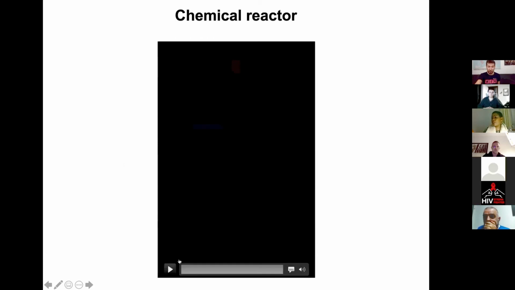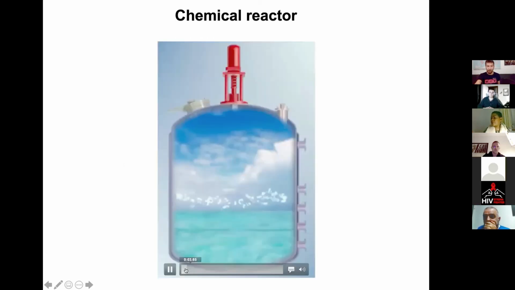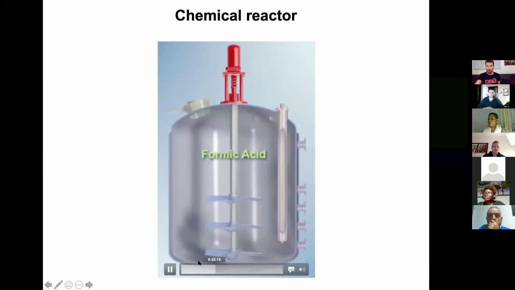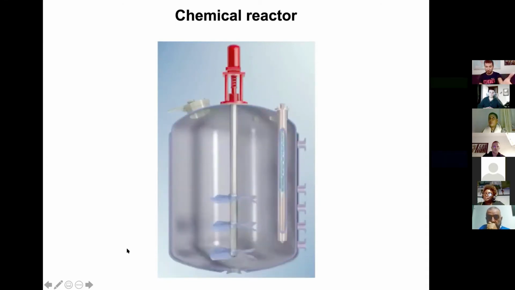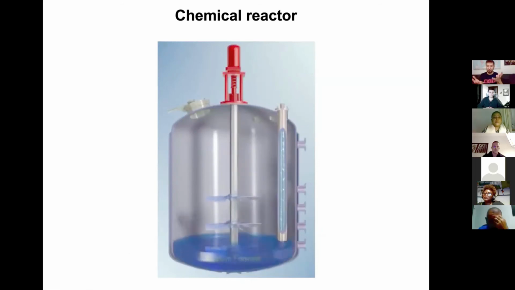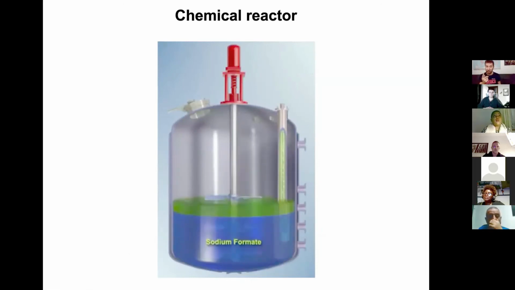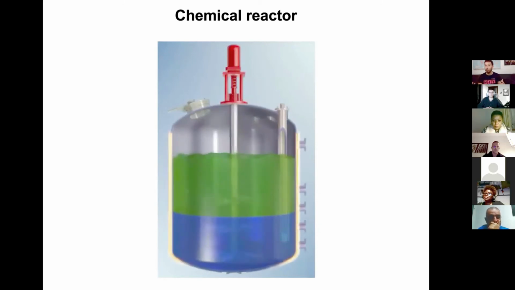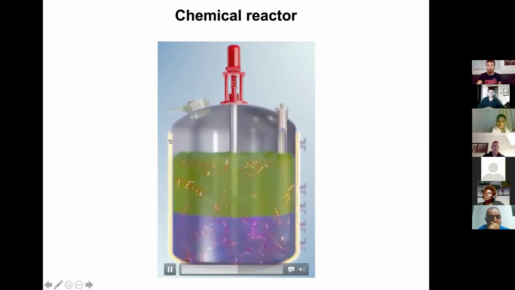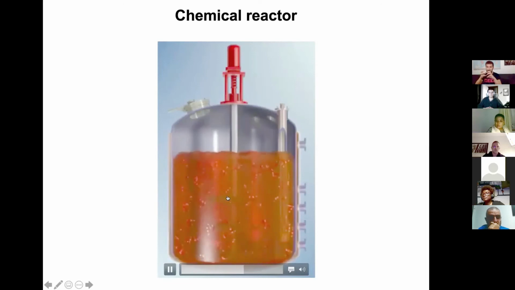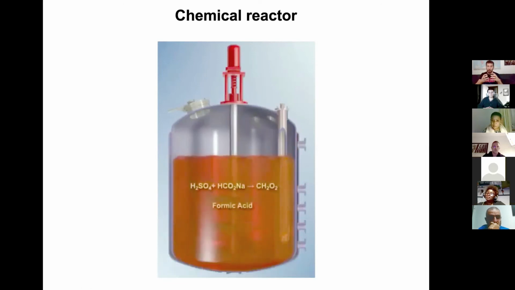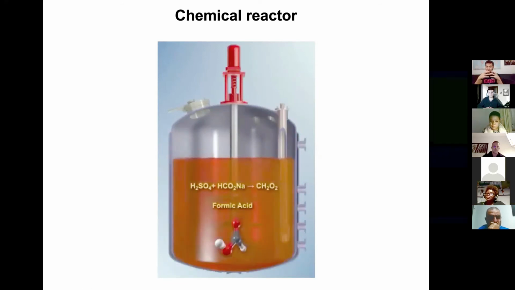Here I have a small video. It shows us how we make formic acid, exactly. You also have chemical reactors here, and you have a stirrer. You put in sodium formate and sulfuric acid, so you have 2 reactants. Now you see we apply heating, we put in steam, our molecules start moving, and we have a reaction. So this is what happens.